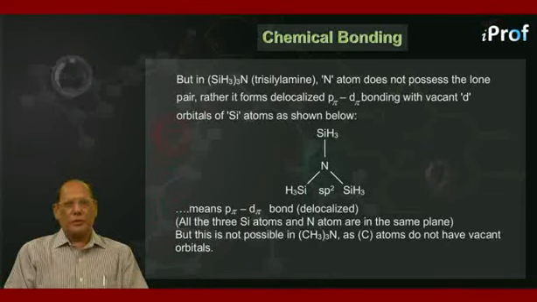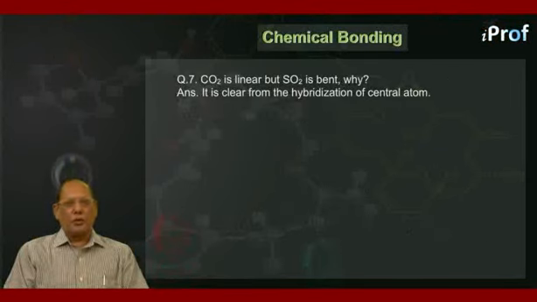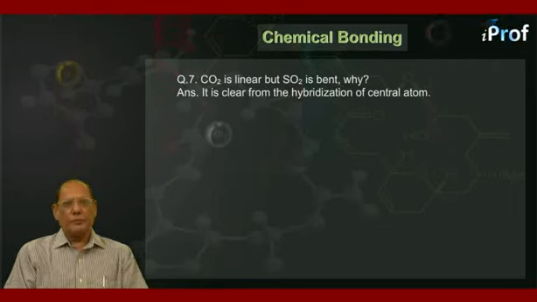Trimethylamine, that is CH3 whole 3N, as carbon atoms do not have vacant orbitals. Question number 7. CO2 is linear, but SO2 is bent. Why?